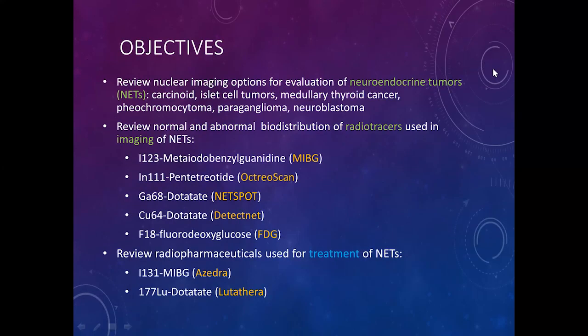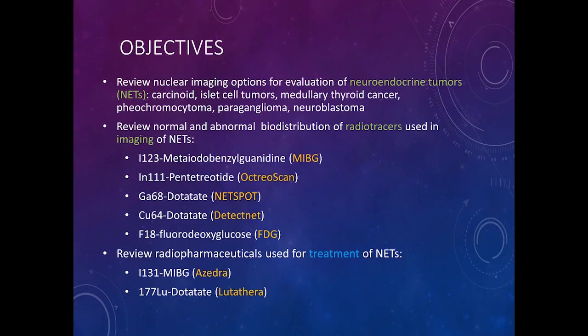Objectives are to review the main imaging options for neuroendocrine tumors that we have available in nuclear medicine. That includes carcinoid, islet cell tumor, medullary thyroid cancer, pheochromocytoma, neuroblastoma. Those are all tumors arising from neuroendocrine cells. We will review main radiotracers used in imaging of neuroendocrine tumors, and their normal and abnormal distribution.